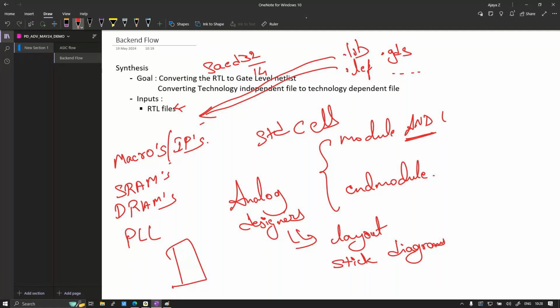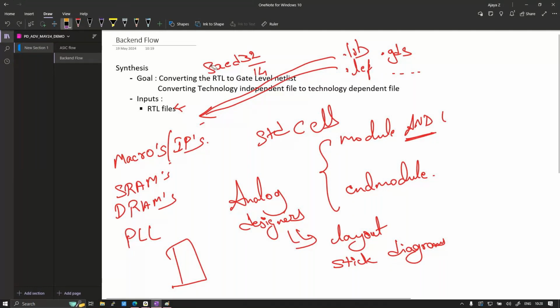Okay, so this is what we call a technology dependent netlist. How are we saying technology dependent netlist? As that particular behavioral code is getting mapped with respect to the gate level naming present in the .lib. That .lib is developed for each and every technology node. Clear? Did I answer your question?